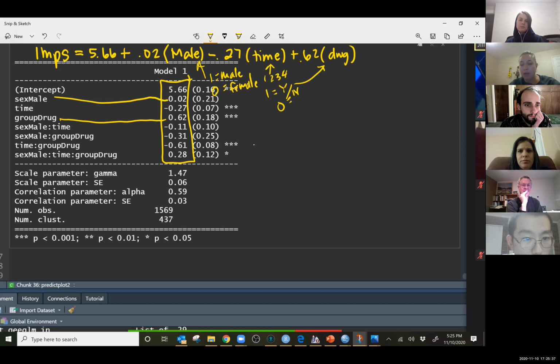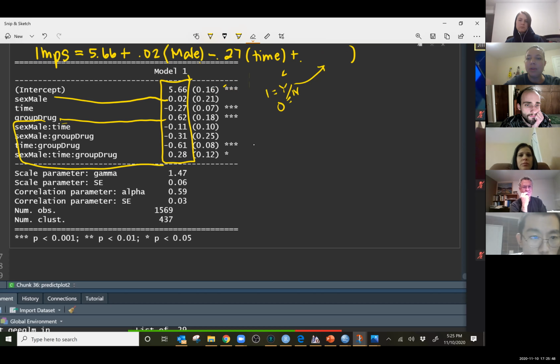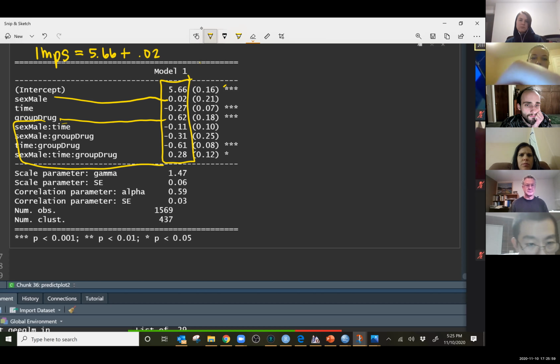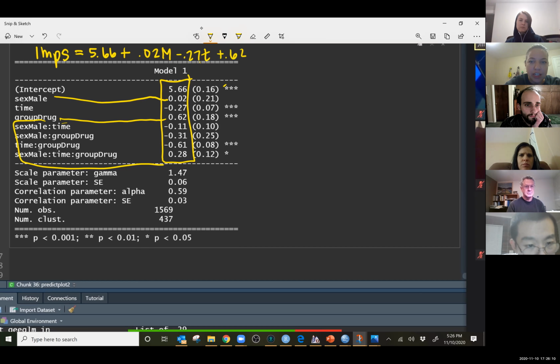And if we only had main effects, we'd stop there. But then we have all these other things. So let me erase this. I'm going to have to shortcut this because I'm going to run out of room really fast. So I'm just going to use the first letter of each variable so that I can get this to fit in. So 0.2 if you're male, minus 0.27 for every time. So I'll just use T, plus 0.62 if you're taking the drug. I'll just put a D. So we've got M, T, and D. Those are our variables.